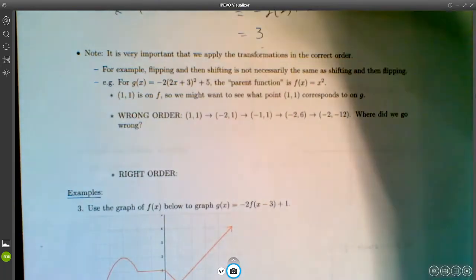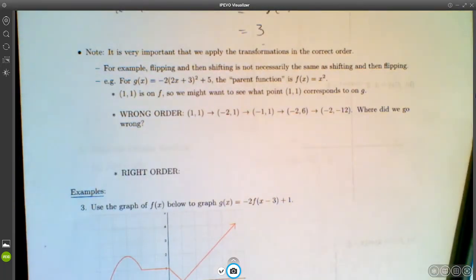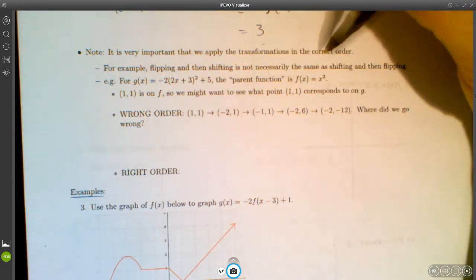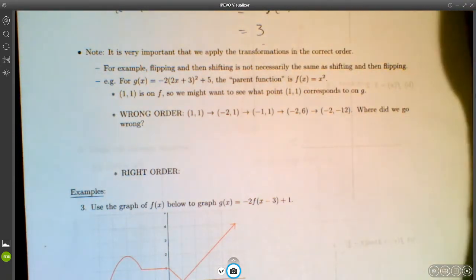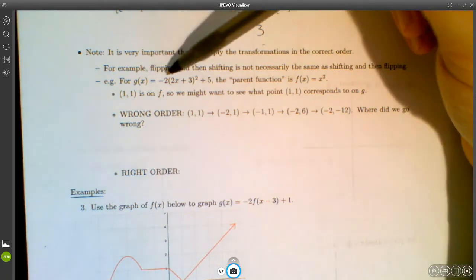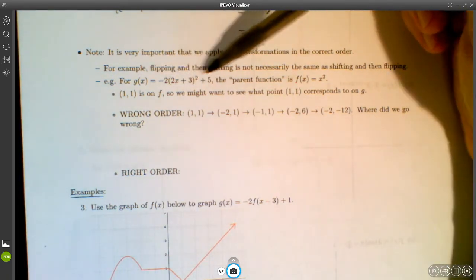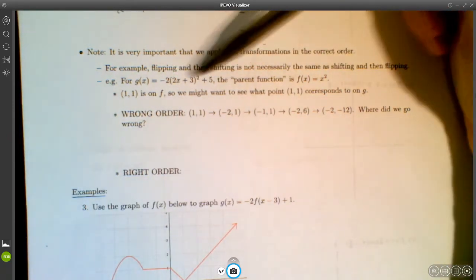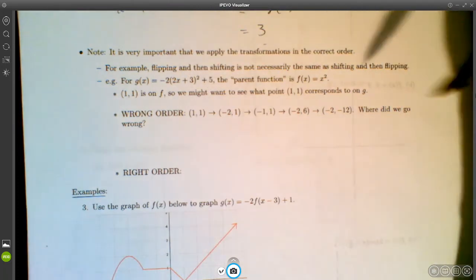One thing that I will warn you of is that it's very important that we apply the transformations in the correct order, and this is more for those of you who are thinking about using method 1. If you're using method 2, you don't have to worry about this so much. But if you're using method 1, make sure you apply the transformations in the correct order. For example, flipping and then shifting is not necessarily the same as shifting and then flipping. So for example, for g(x) = -2 times (2x + 3) squared plus 5, the parent function is just x squared, right? This is just a quadratic. It's a parabola, but some crazy transformations have been done to it.